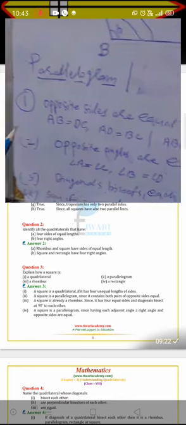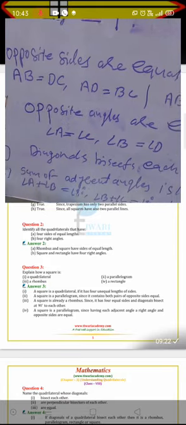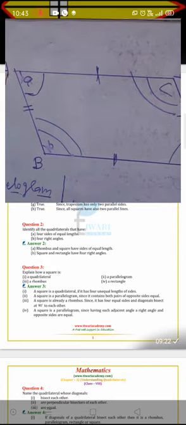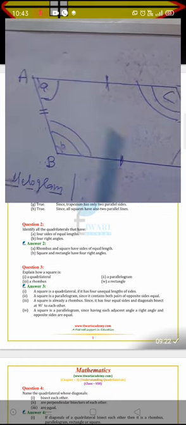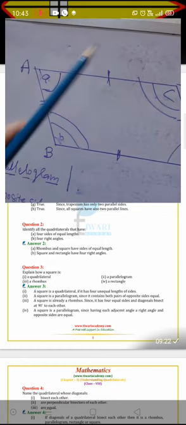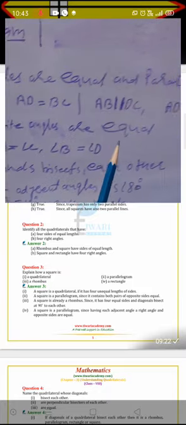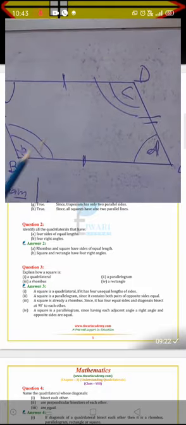So you see the properties. Opposite sides are equal and parallel. It means AB equals DC, AD equals BC, as I showed you. And these are parallel also. Okay. Now you see opposite angles are equal. So angle A equals C, angle B equals D.